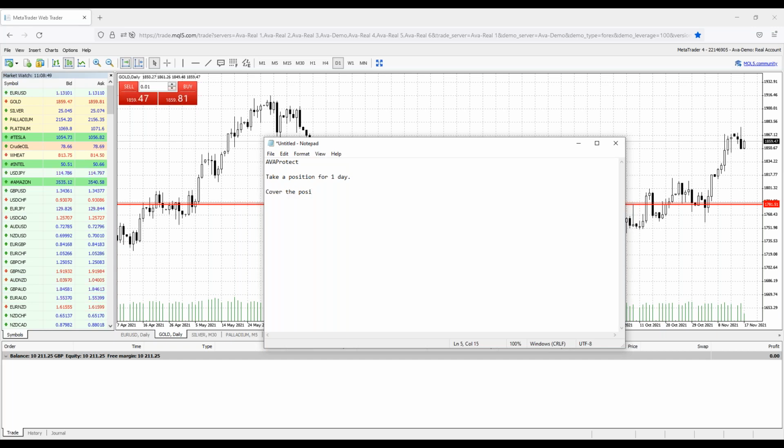cover the position, and if your position is covered, you will get back your losses during the time. That means that if I took one position with gold, and I have lost $100, I will lose it and get it back.